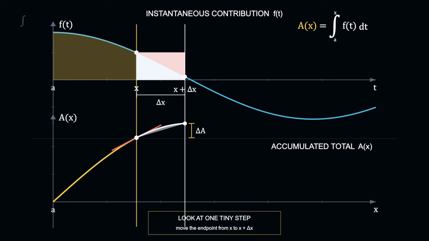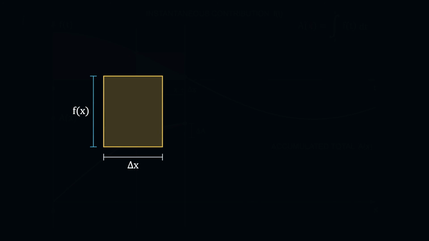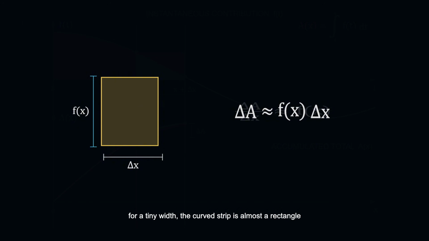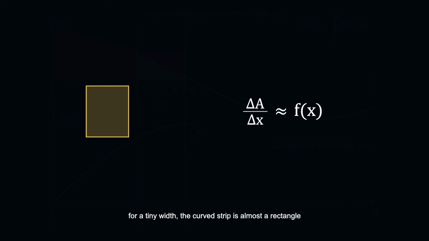Its width is delta x. And when this interval is sufficiently small, its height is approximately f of x. So the change in accumulated area, delta A, is approximately f of x multiplied by delta x. Now divide both sides by delta x. Delta A divided by delta x is approximately equal to f of x.